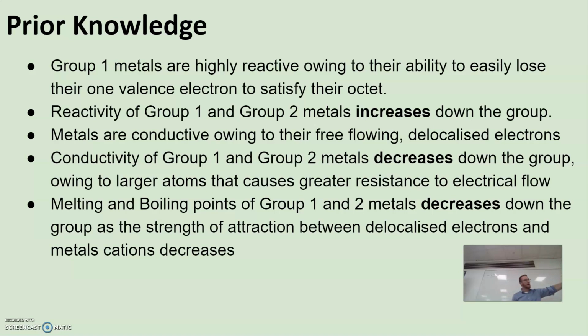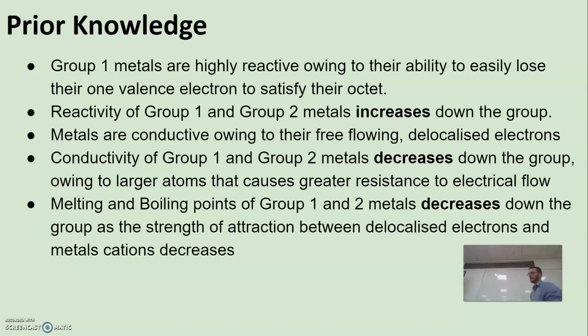Prior knowledge. From our first topic area, we know that group 1 metals are highly reactive, right? Because they easily lose that electron. In fact, that's the definition of a metal from a chemical point of view. A metal is a substance which easily forms cations, i.e. easily loses its electrons. Reactivity in group 1 and group 2 metals increases as we go down because the electrons are further away from the nucleus. They're more easily able to be removed.